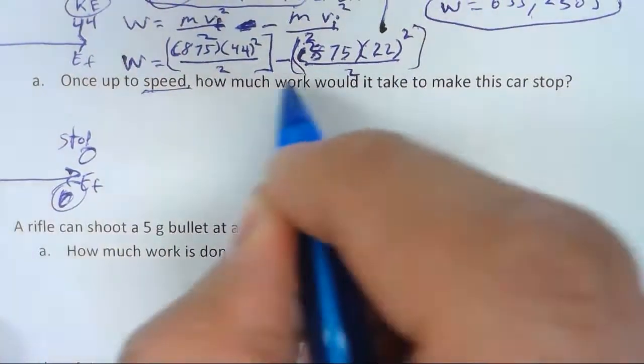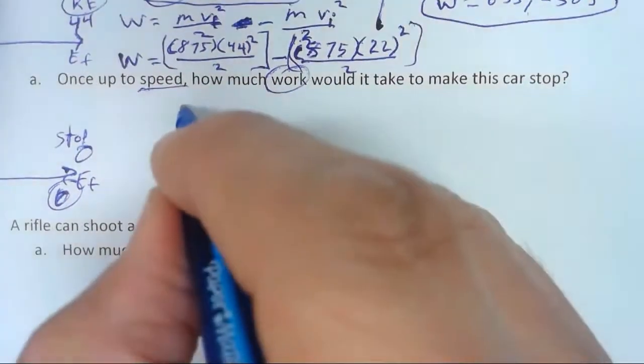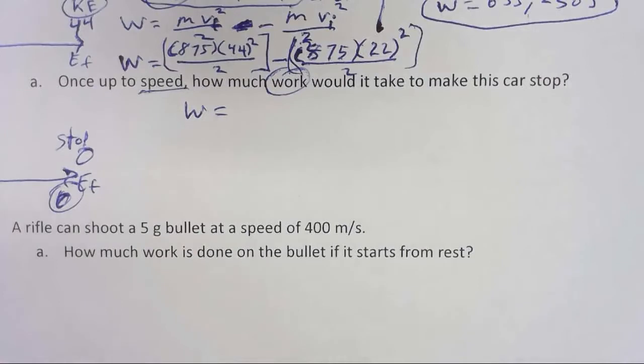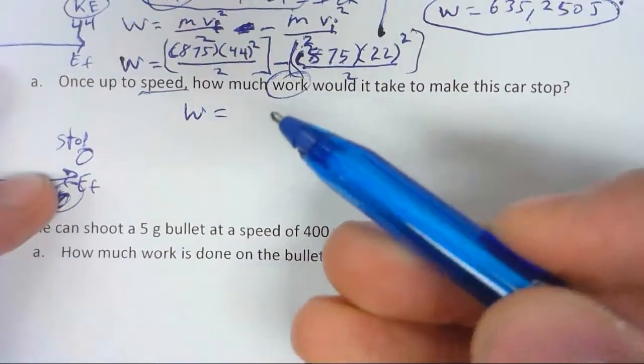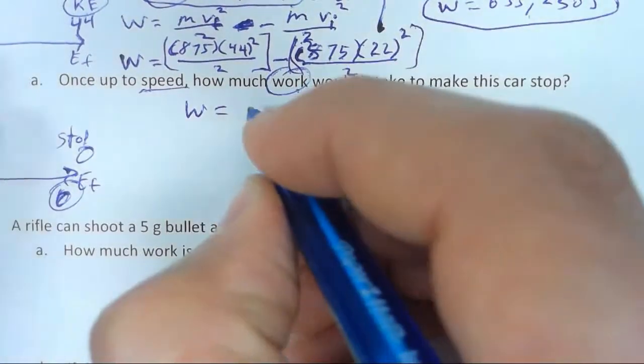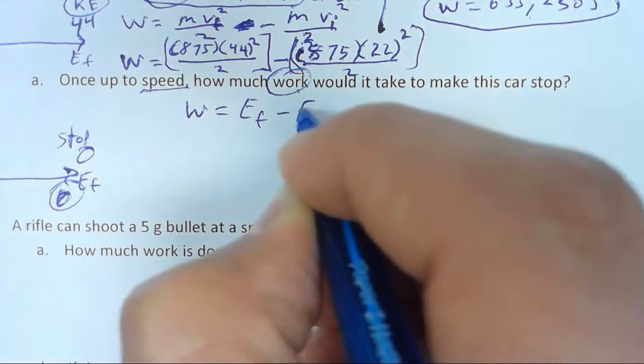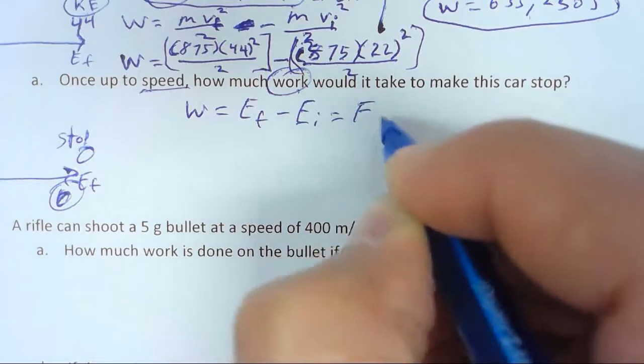All right, so we're looking for work. I'm going to write down the whole equation again. W equals, pen is broken. You see that? Somebody broke my pen. Maybe you've already seen that. Anyway, you don't want to hear my ramblings.